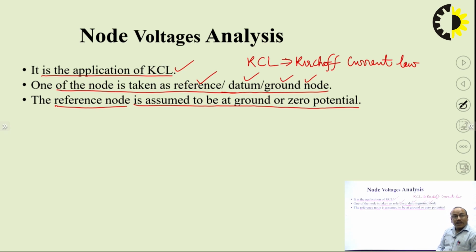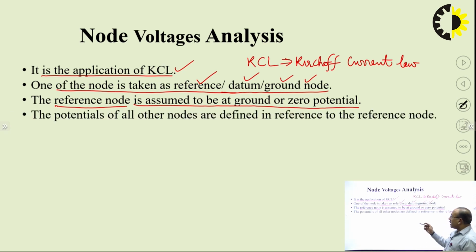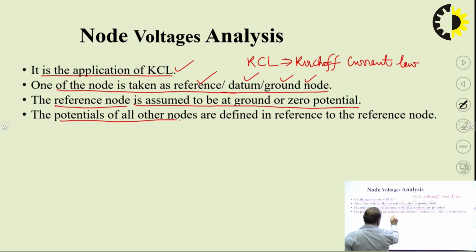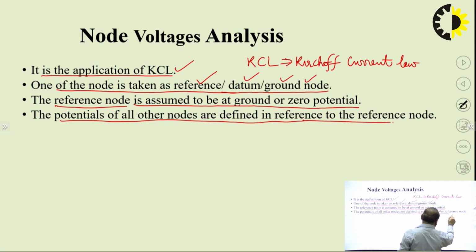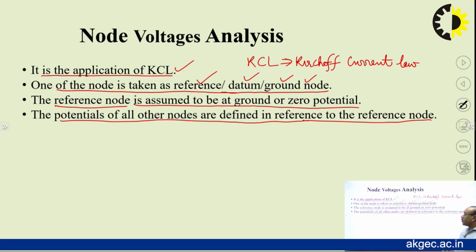Further, the potentials of all the other nodes in the circuit are assumed or defined in reference to the datum node or reference node. That means one of the nodes in the circuit we select as a reference node or datum node, and for the remaining nodes in the circuit, their potentials are assumed or defined with respect to the reference node. That is also the condition.